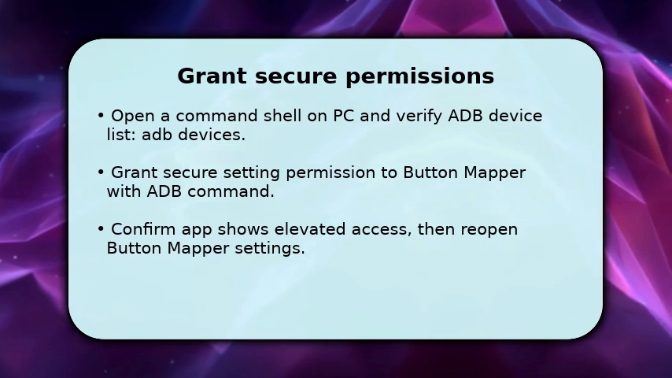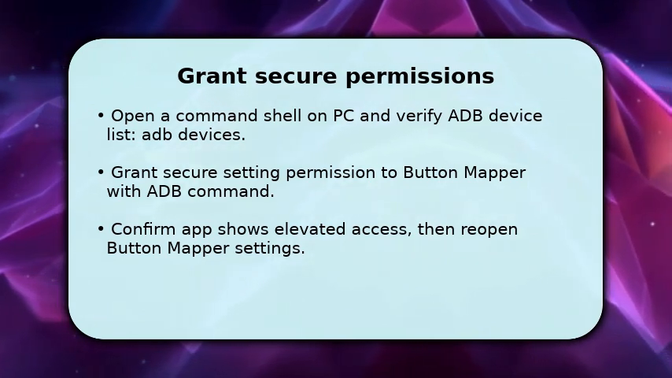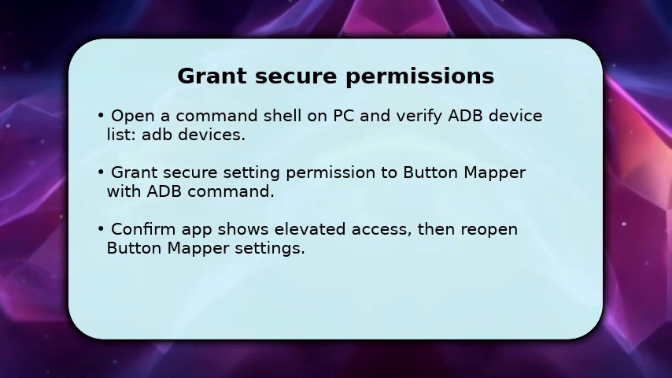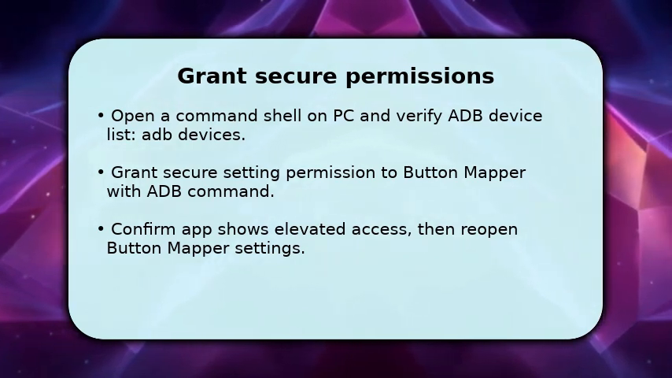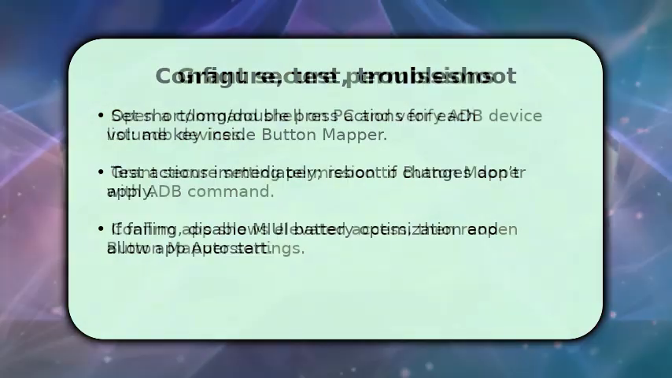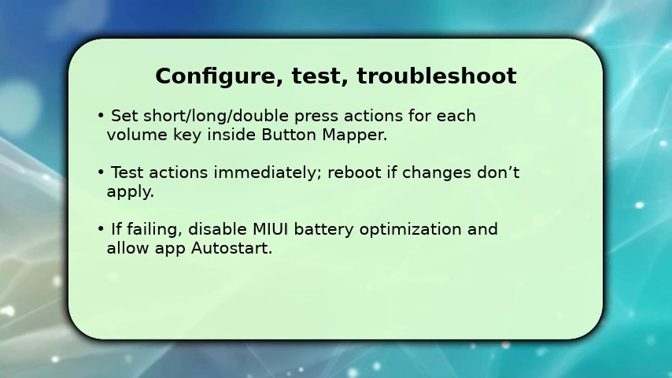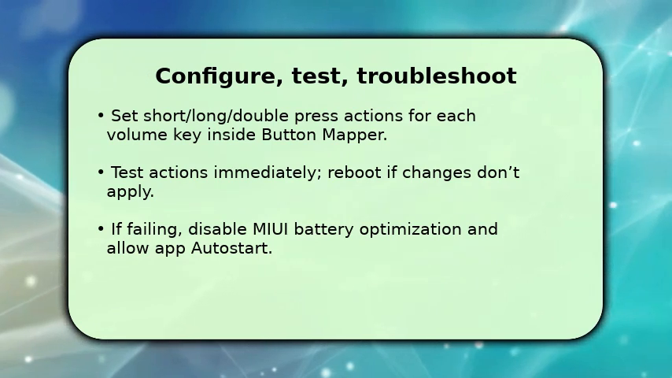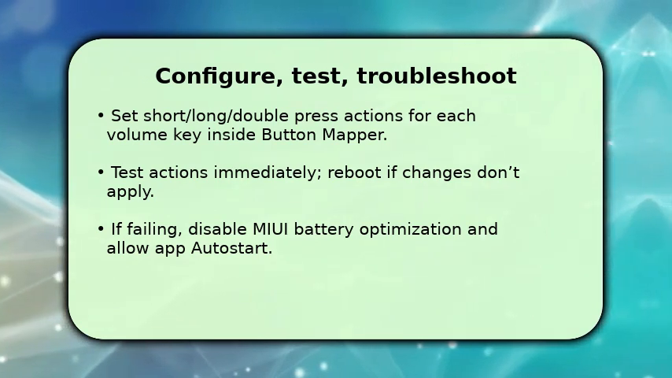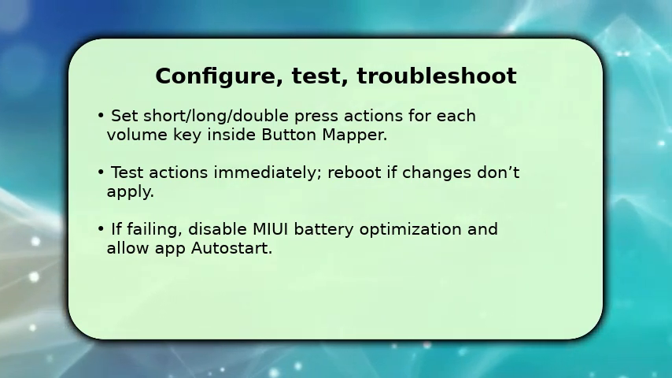You will now see options to remap short press, long press, and double press for volume up and down. Proceed to assign the exact actions you want for each event. Finally, configure each volume key action inside Button Mapper. Choose short press, long press, and double press behaviors and map them to media, app shortcuts, or system actions.